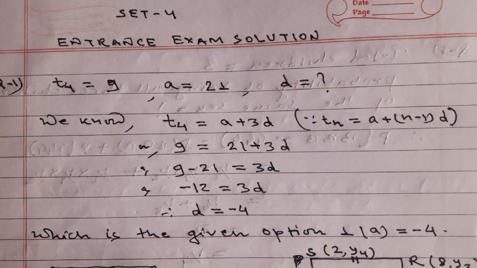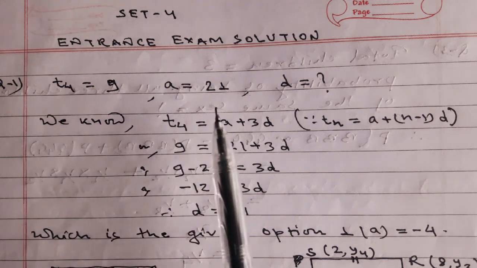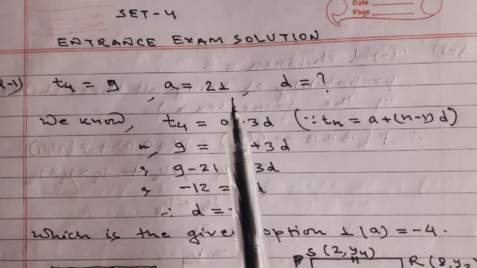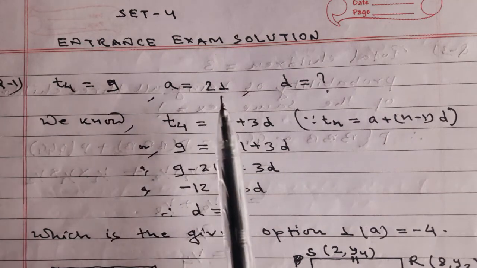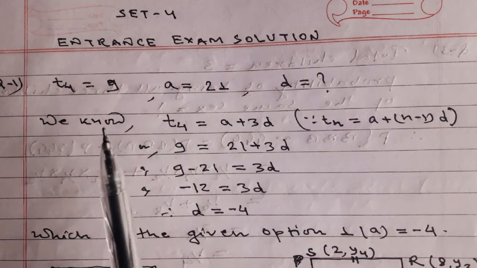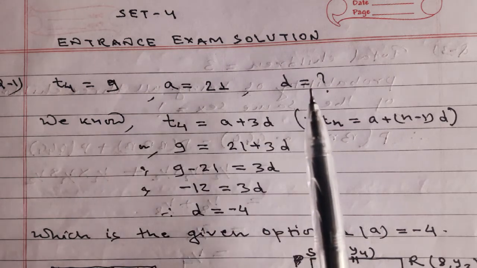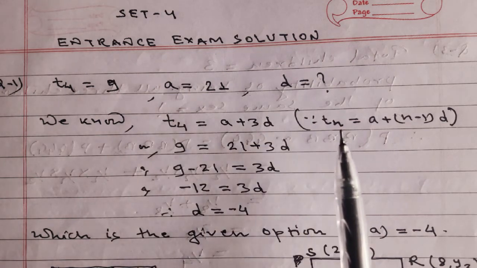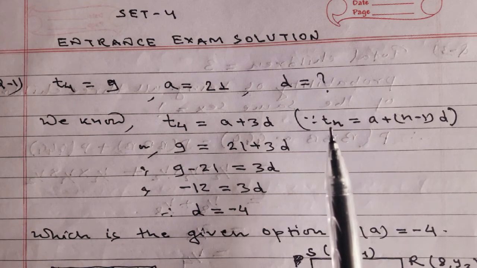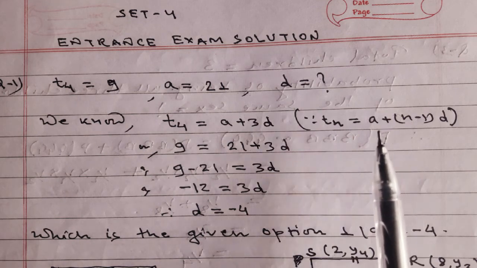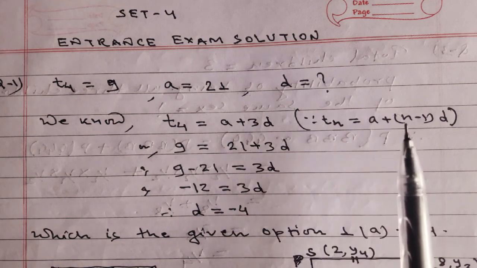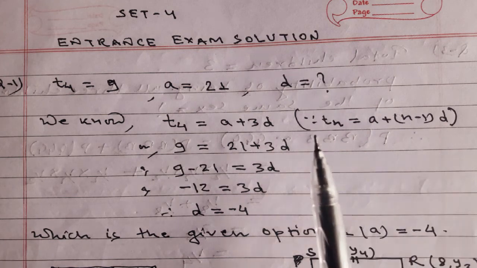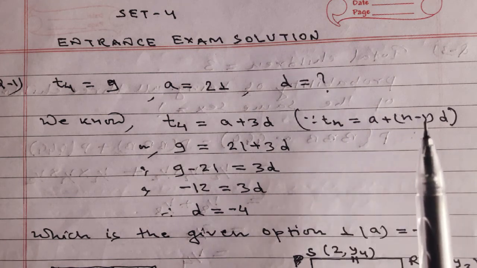Let's go to question number 1, solution. In question number 1, we are given the first term and the fourth term of an arithmetic sequence, and we have to find the common difference. We know the general term, or we can say nth term of arithmetic sequence is given by the formula a plus n minus 1 into d. Tn is equal to a plus n minus 1 into d.